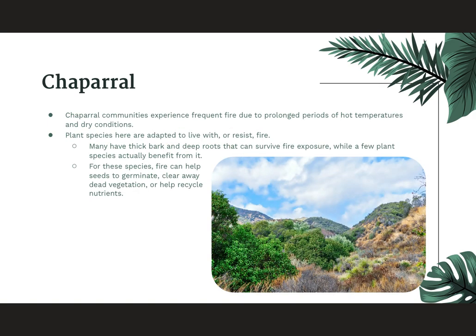Chaparral communities experience frequent fires due to prolonged periods of hot temperatures and dry conditions, similar to that of deserts if there's enough plant life. Plant species here have adapted to life with or resistant to fires. Many have thick bark and deep roots that can survive fire exposures, while a few plant species actually benefit from the fires. For these species, fire can help seeds to germinate, clear away dead vegetation, or help recycle nutrients. So, this is an important area to note to see that fires are beneficial in some situations.